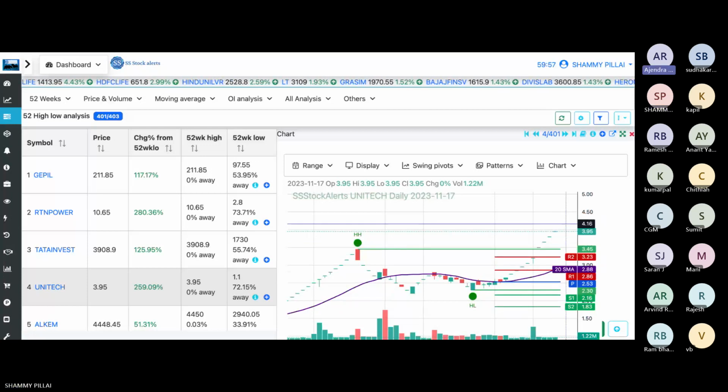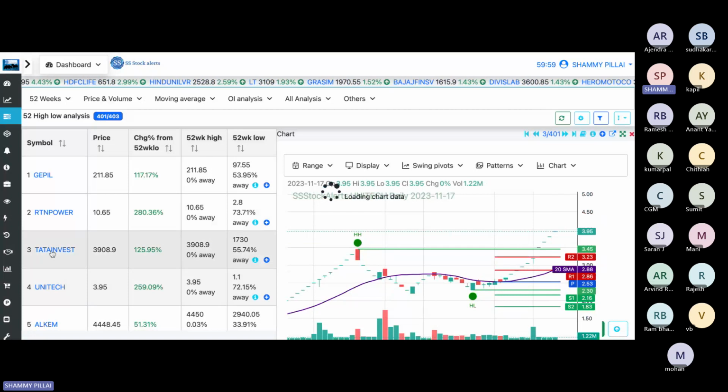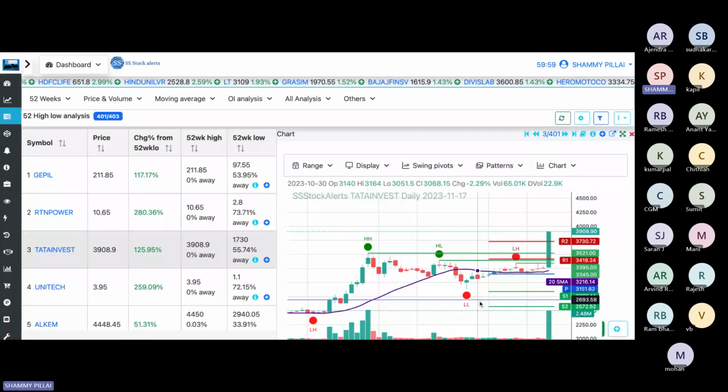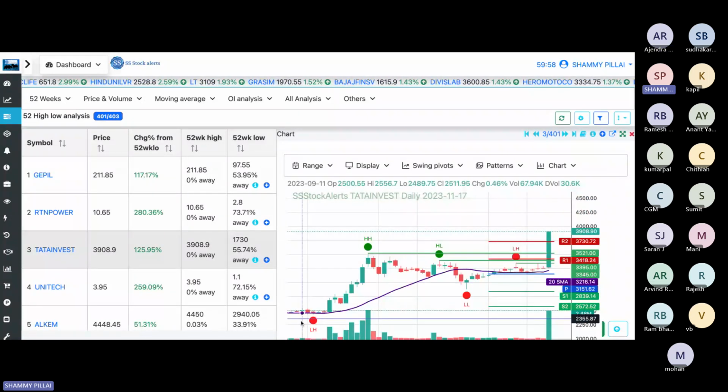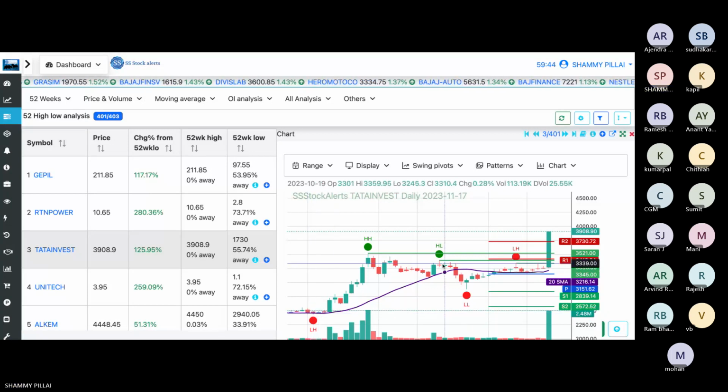So Tata Invest, let's say Tata Invest is like this. So basically, look out for my earlier session also. I always look for a consolidation at 20 MA. So look at the candle's behavior at 20 MA.